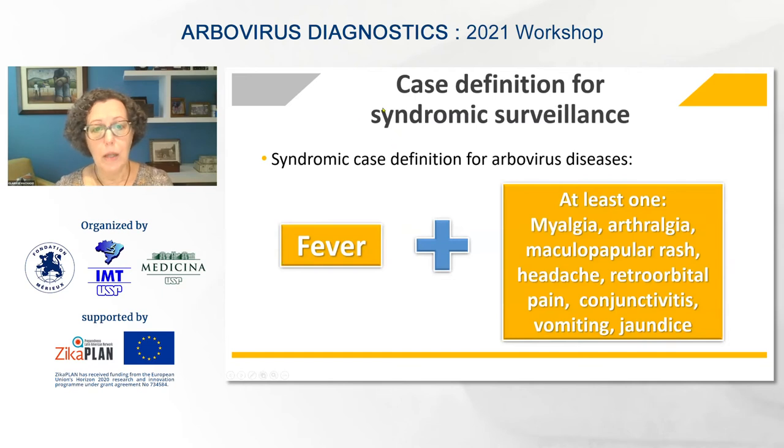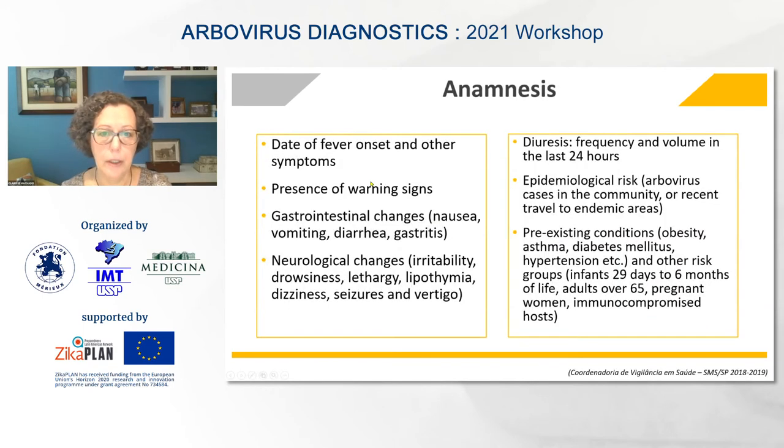So what's the case definition for syndromic surveillance? The patient with fever, and at least one of these symptoms: myalgia, arthralgia, a maculopapular rash, headache, retroorbital pain, conjunctivitis, vomiting, and jaundice. So if you have fever and at least one of these other symptoms, it's defined that it can be an arboviral disease, or this arbovirus infection has to be in the differential diagnosis of the case.